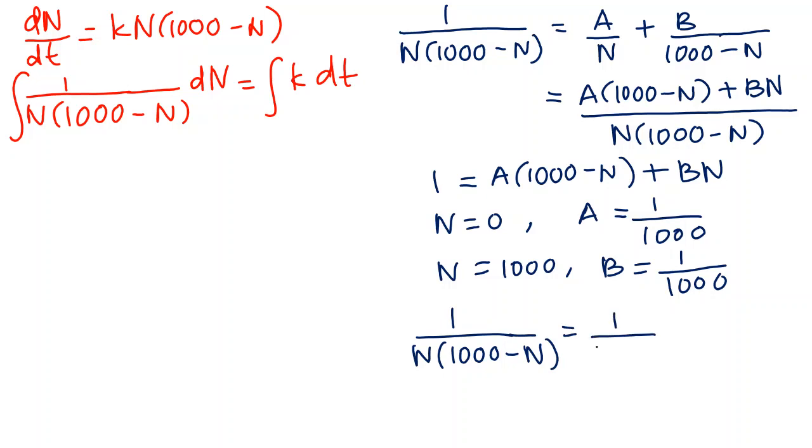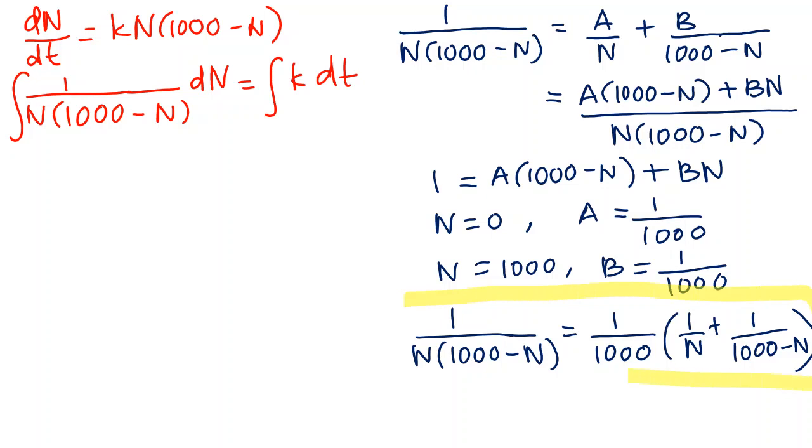So we can just write 1 over n times 1,000 minus n equals, I'm going to factorize out the 1 over 1,000 here, and inside the bracket, this is 1 over n plus 1 over 1,000 minus n. Okay, now we are going to substitute this into the equation here.